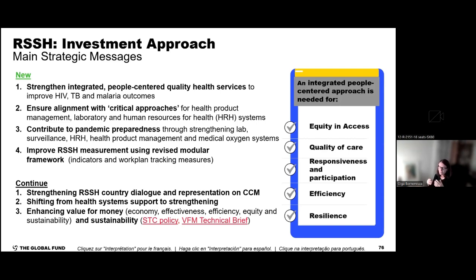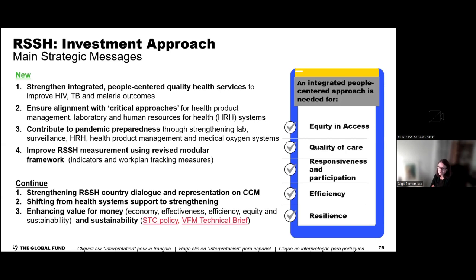So we'll be talking more about that with the individual countries who are eligible for this. Okay, just a few notes on what we want to continue to emphasize. And this goes back a little bit also to some of the questions that we've seen. So we really want to strengthen RSSH country dialogue and representation on the CCM, and I'll talk a bit more about that at the end.